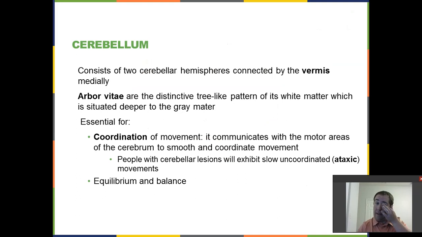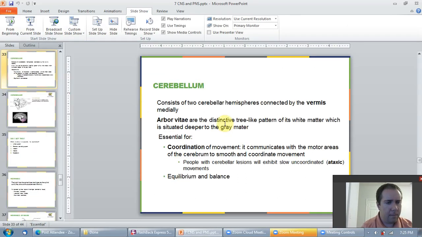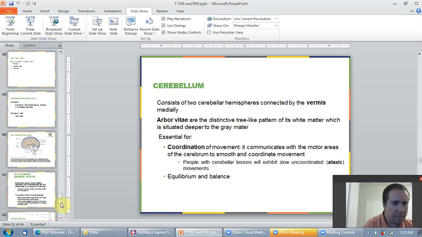So that is the brain stem. And so the last thing, what slide are we on? 33. What's after this? Okay.